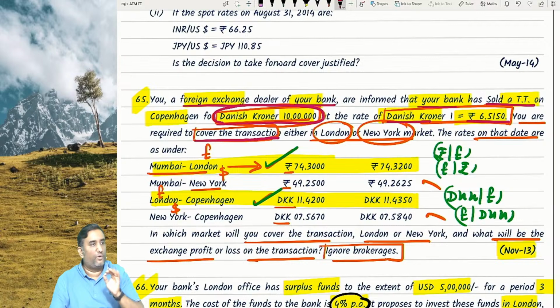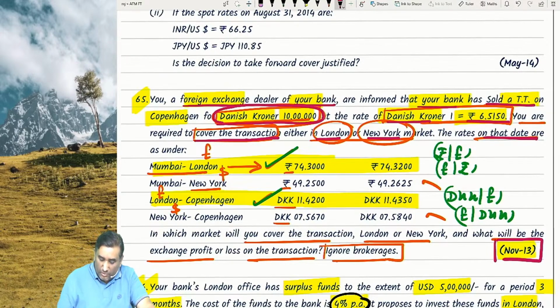That means you need to buy what? Danish kroner. What do you have in hand? Rupee. In either the London market or the New York market, the rates on the date, November 13, are these. Now look up please. Mumbai London rates are given. That means pound is equal to rupee with an ask rate. I have written here rupee by pound. Mumbai New York is the dollar rupee relationship, and this relationship is basically the pound with the DKK and dollar with the DKK. So what you have to do is, I divide into two parts.